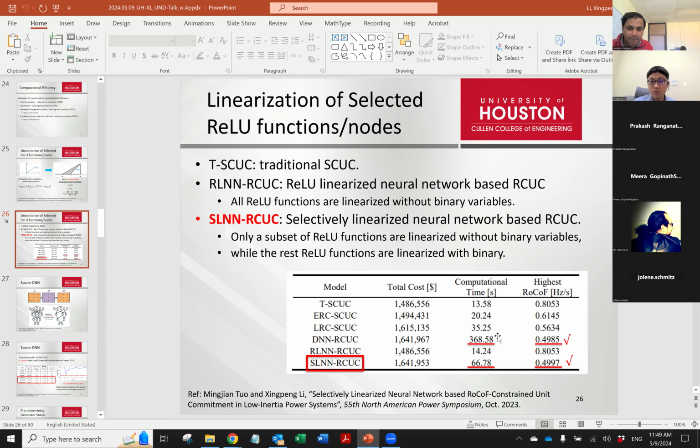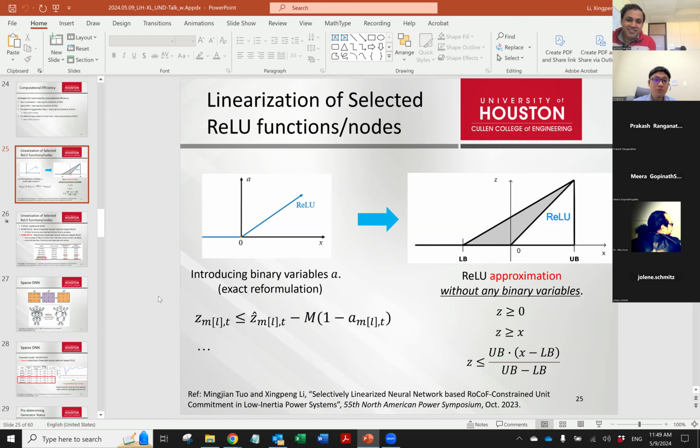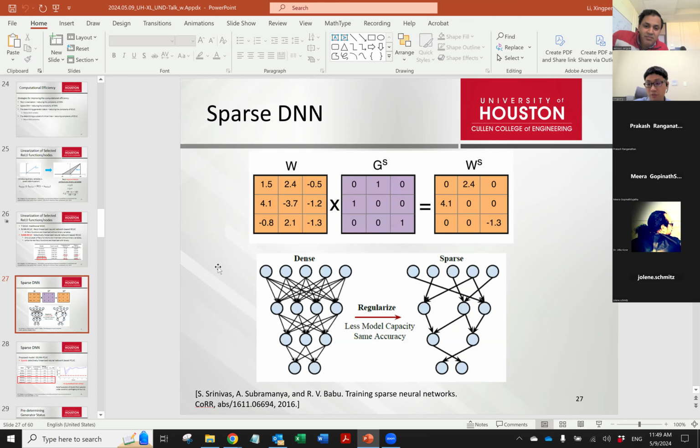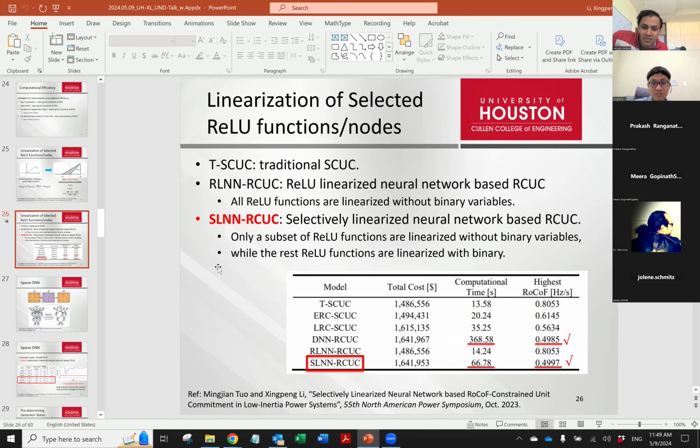So definitely we will need to work more on this. As I mentioned, there are a few strategies we can use to improve the performance, basically two categories of strategies. One is we try to reduce the complexity of the trained machine learning model. The other is to reduce the complexity of the unit commitment problem itself. So if we can do well, maybe it will work for a larger system.